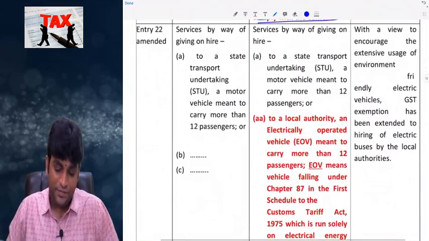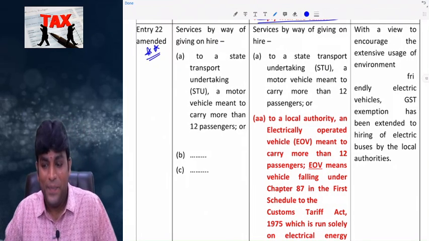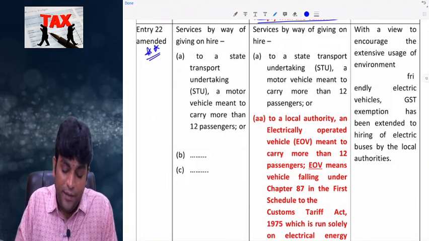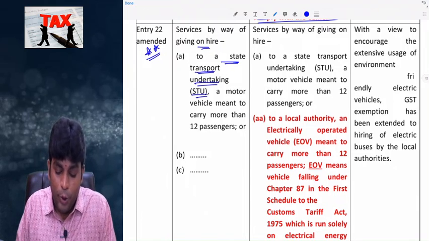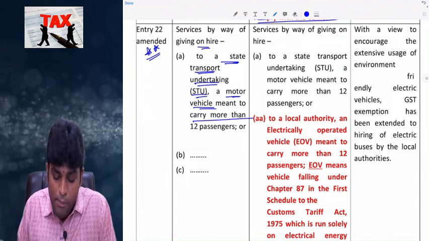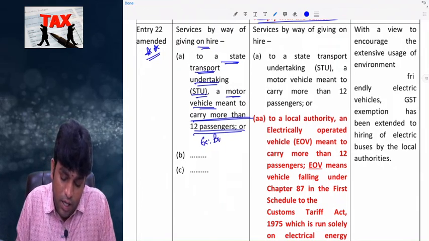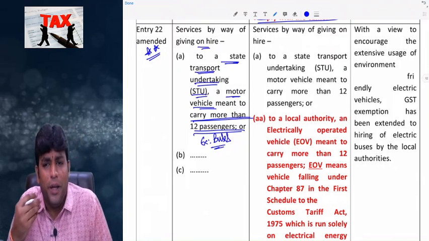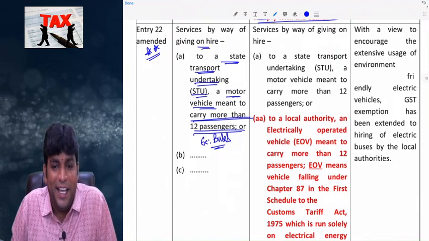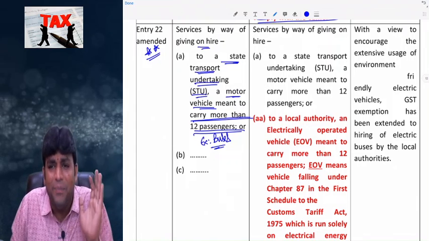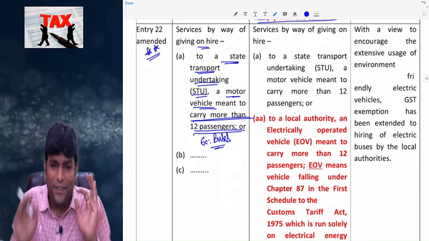Next, entry 22 amended, important. See that. Services by way of giving on hire to a state transport undertaking a motor vehicle meant to carry more than 12 passengers. Example, bus. So if Shivateja has got one bus and I give that bus on rent to a state transport undertaking, then that activity is exempt. But now one new point they added here. That point is there. Whatever is there is there.